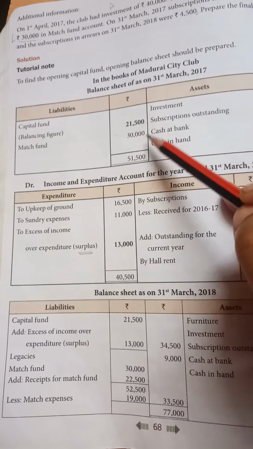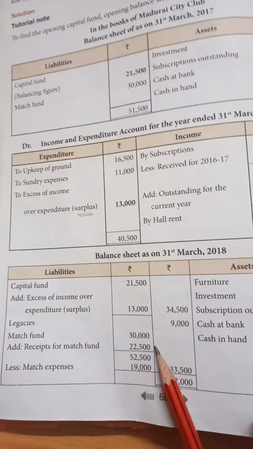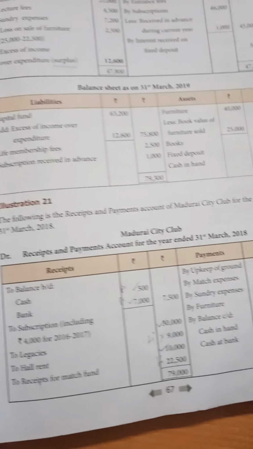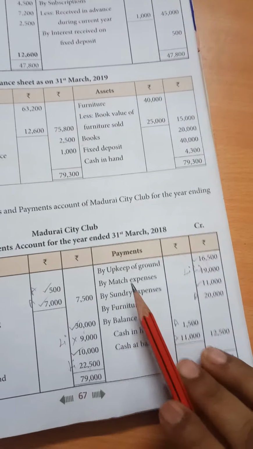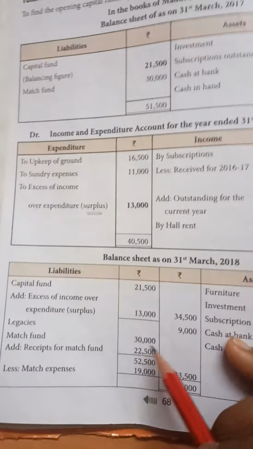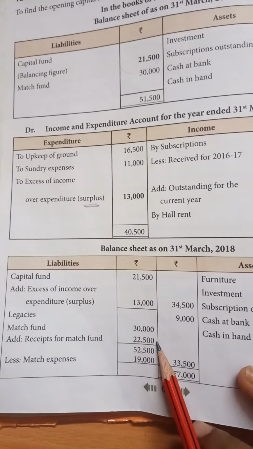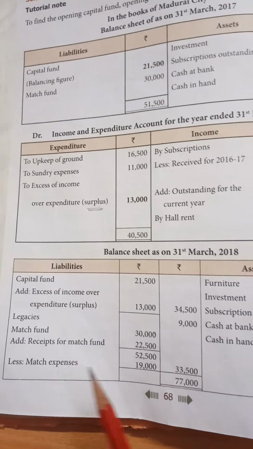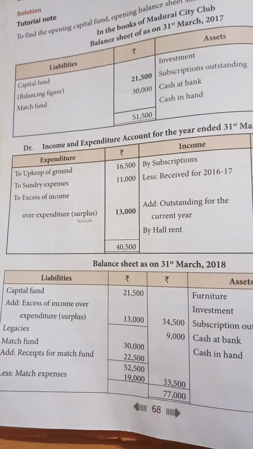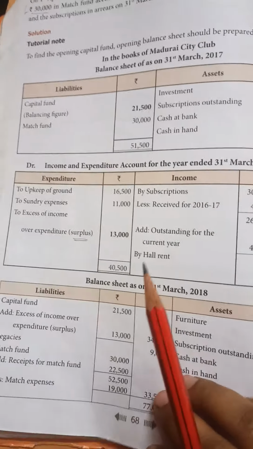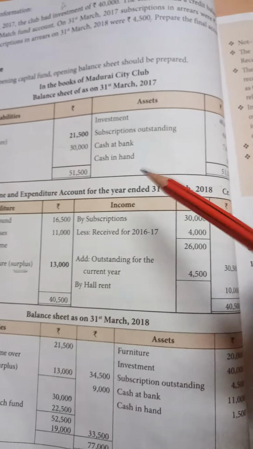For match fund, the opening balance is 30,000. First take that 30,000, and add receipts for match fund, which is given in the receipts. Add receipts for match fund 22,500, minus match expenses of 19,000. So you will show it as match fund 30,000 plus receipts for match fund 22,500 minus match expenses 19,000. All these three are match related, so we are writing them this way on the liability side. So the total you have is 33,500.